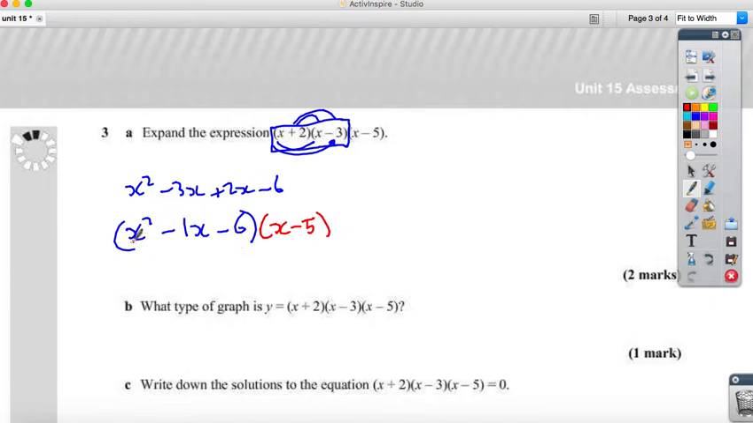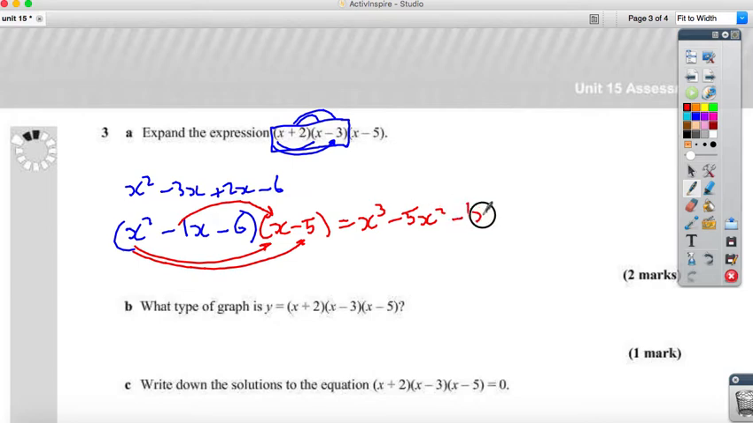So when you do that, you multiply x squared by x, which gives you x cubed. Then you do x squared times minus 5, which is minus 5x squared. Now move over to minus 1. Minus 1x times x is minus 1x squared. Minus 1x times minus 5, minus times a minus makes plus 5x. Then move to the minus 6 and do minus 6 times x, which is minus 6x. And minus 6 times minus 5, again minus times a minus is a positive, and 6 times 5 is 30.